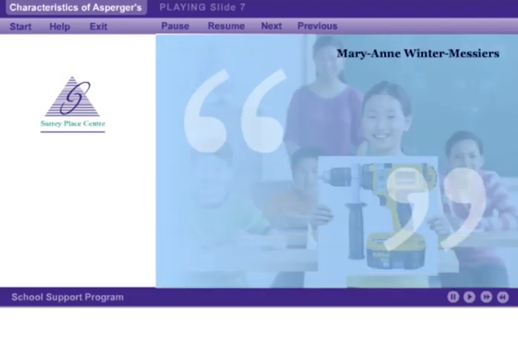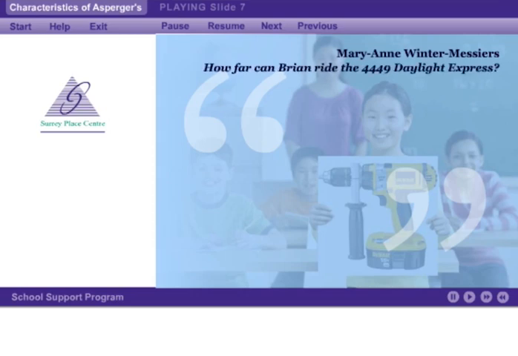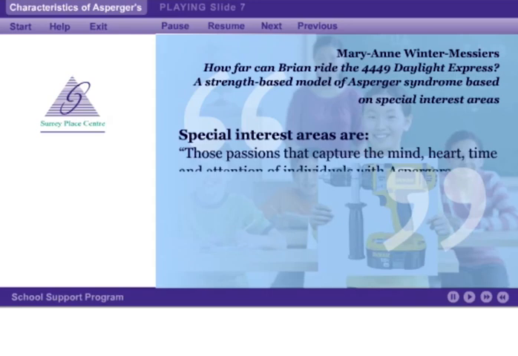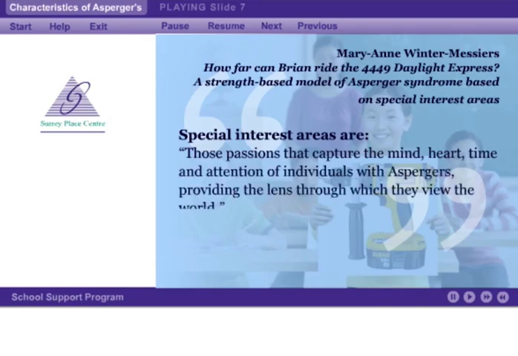Marianne Winter-Messier, a key researcher in the field of special interests and author of How Far Can Brian Ride the 4449 Daylight Express, a strength-based model of Asperger syndrome based on special interest areas, describes the importance of SIAs when she said special interest areas are those passions that capture the mind, heart, time, and attention of individuals with Asperger's, providing the lens through which they view the world.